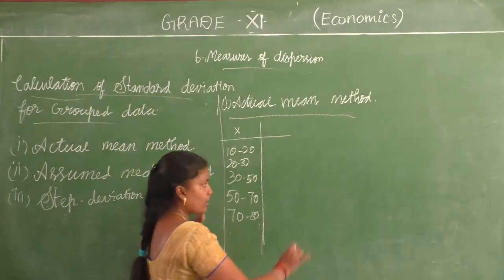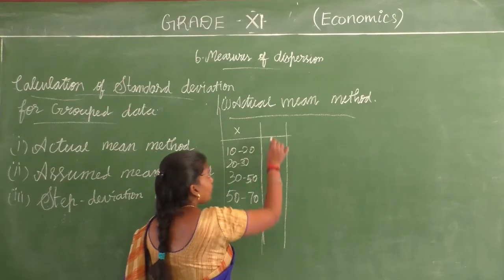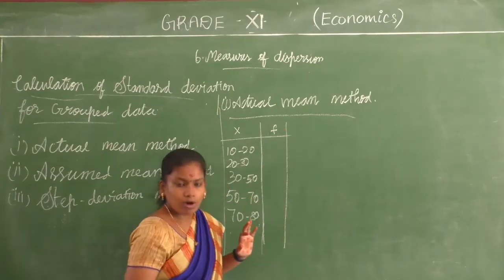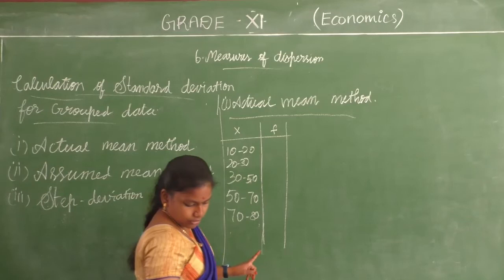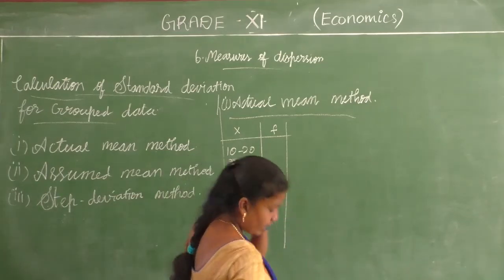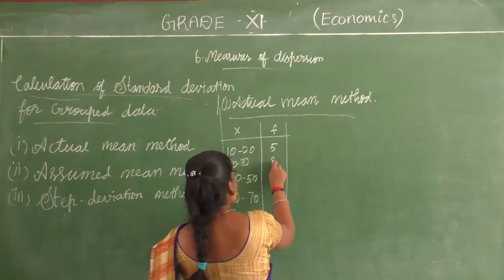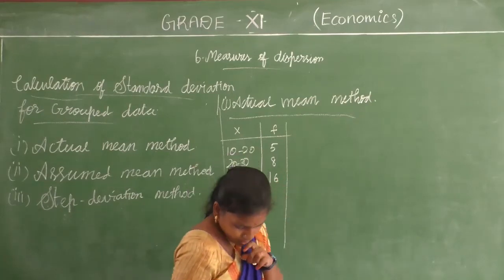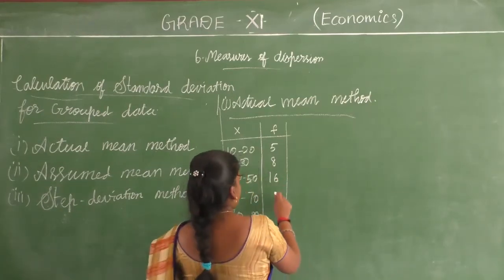Right, it's okay. We are moving on to the next column, which is going to be your frequency. So your frequency given is 5, 8, 16, 8 and 3.